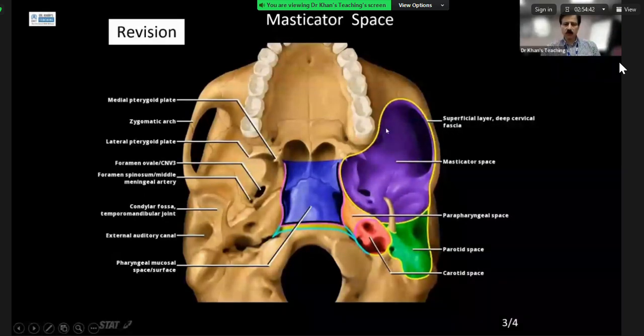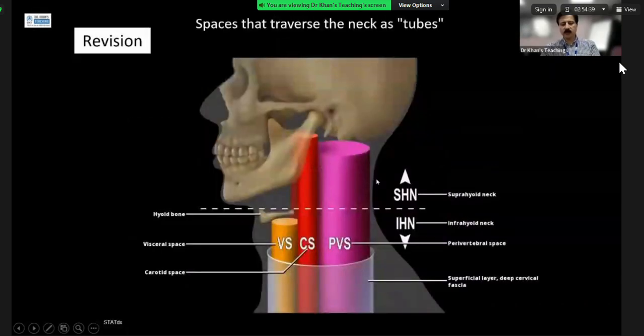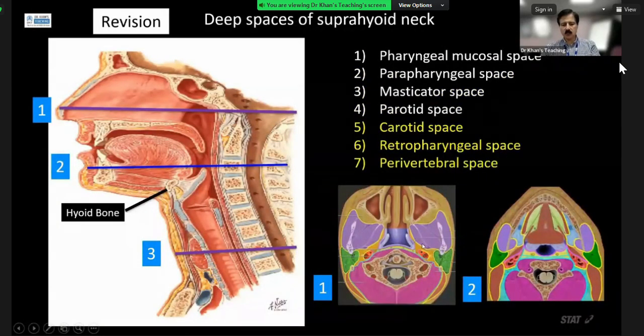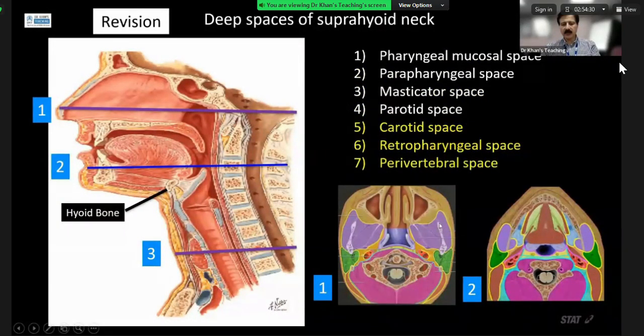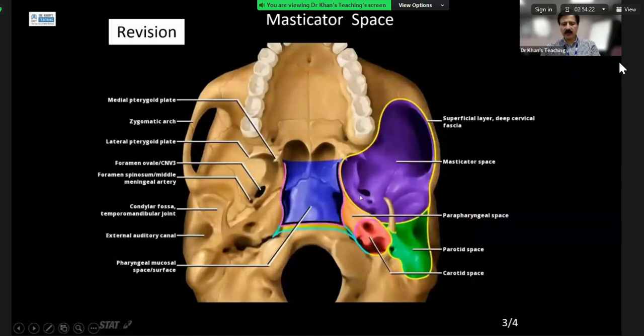This purple space is the masticator space. If you see, this is the mandible here, and around the mandible there are muscles of mastication. So this space goes all the way up and touches the base of skull. There is a foramen here, known as the foramen ovale, and today it is part of our curriculum. A pathology sitting in the masticator space can go through these connections into the intracranial cavity.